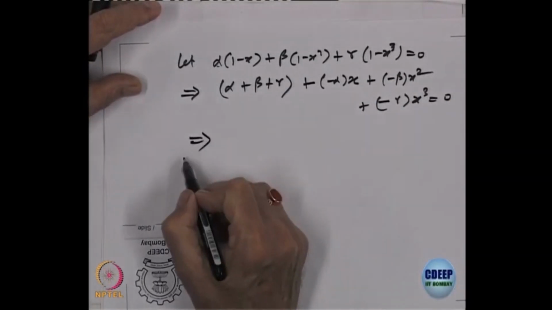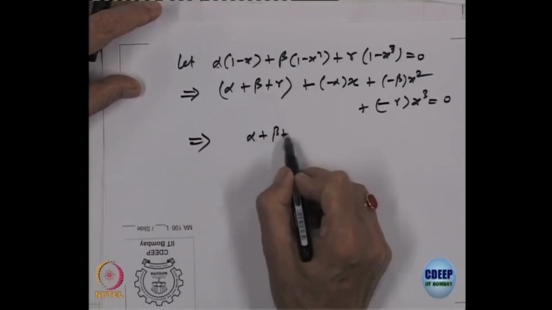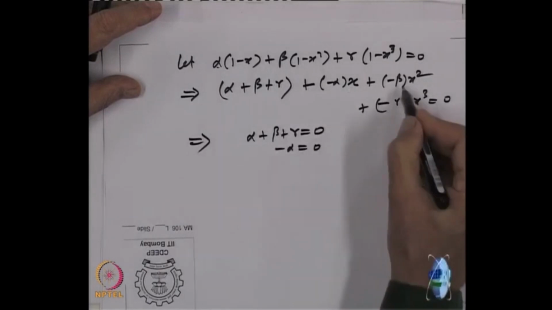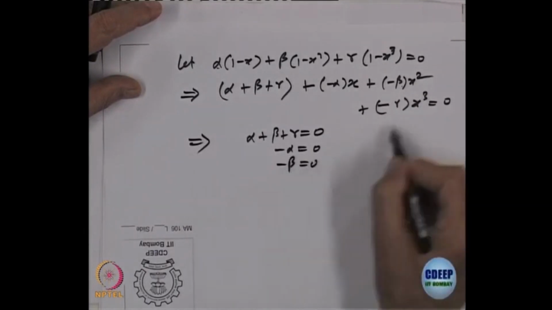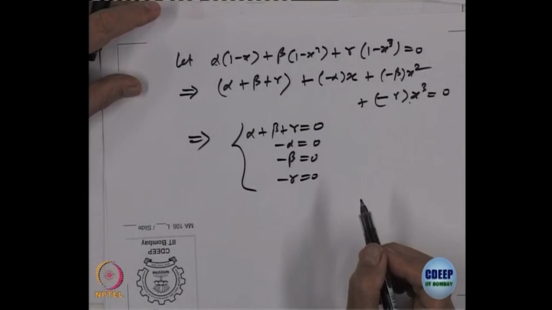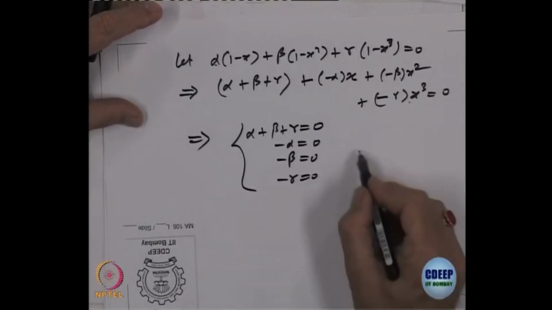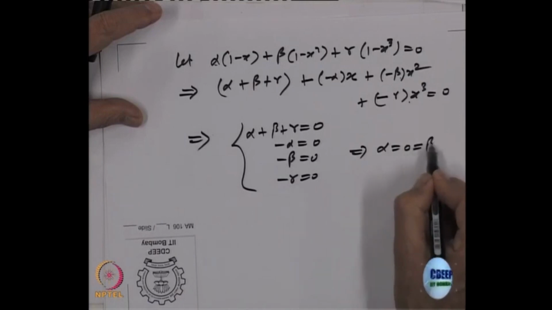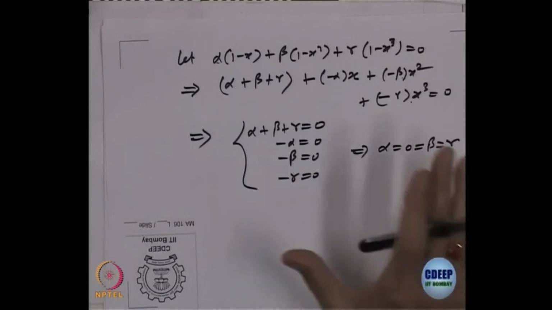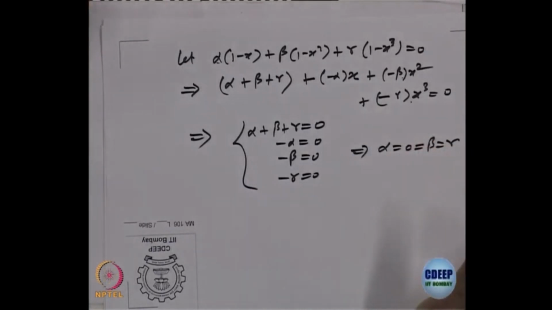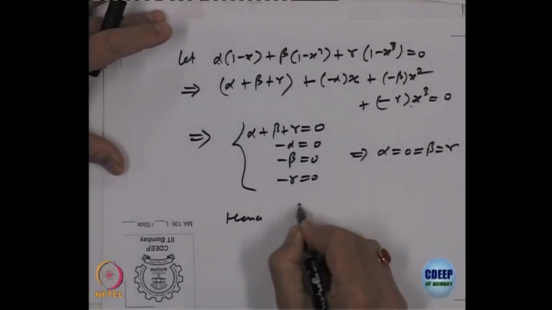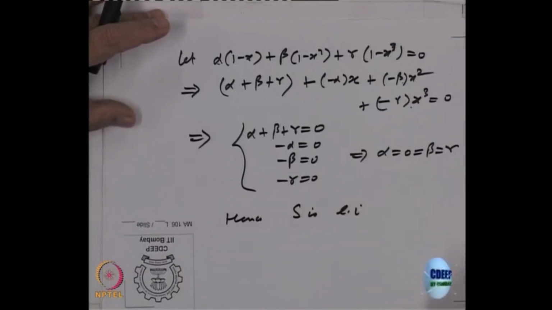So, what does that imply? Alpha plus beta plus gamma equal to 0, coefficient of x, minus alpha equal to 0, coefficient of x square, minus beta equal to 0, coefficient of x cube, minus gamma equal to 0, right. Comparing coefficients of like terms. So, this implies alpha equal to beta equal to gamma equal to 0. Is that okay? Just using the fact that one polynomial equal to 0 means the coefficient of each power must be 0. Okay. So, hence S is linearly independent. What is the next thing to show?